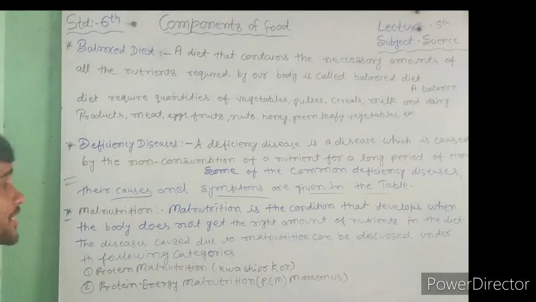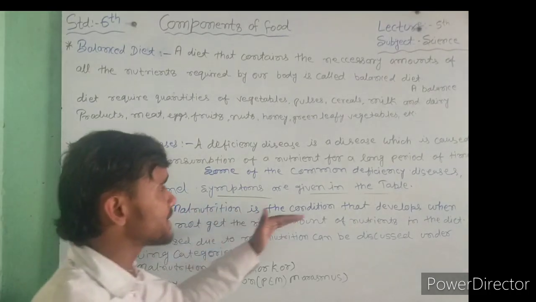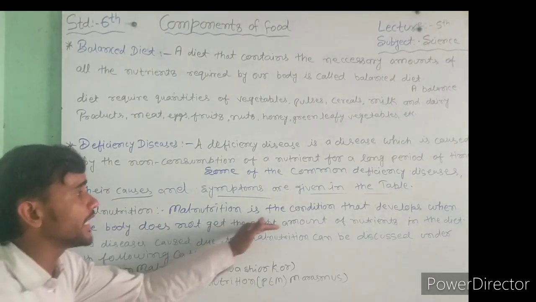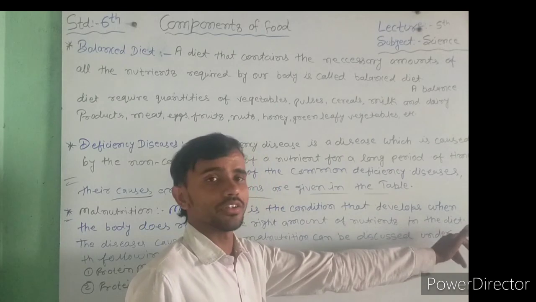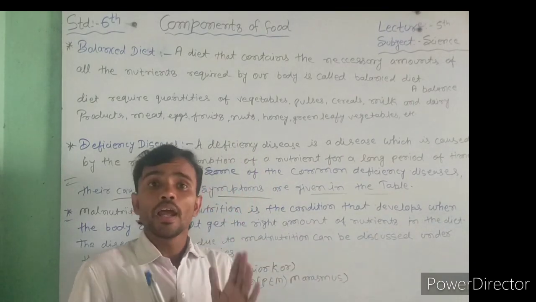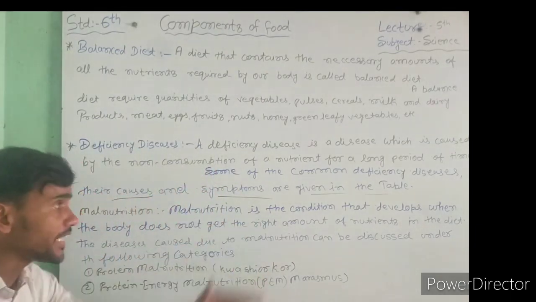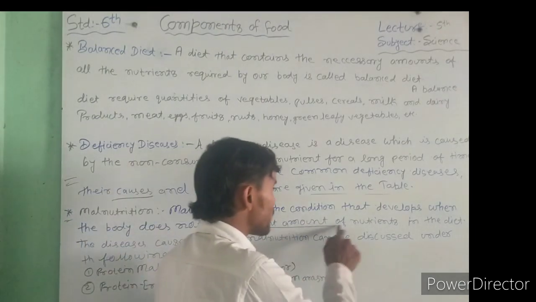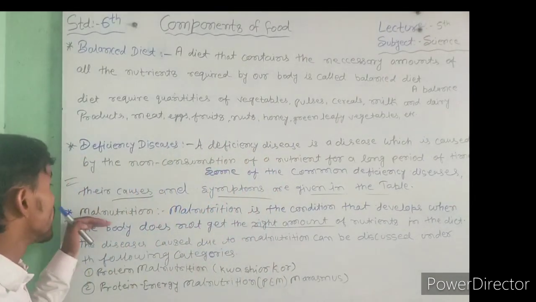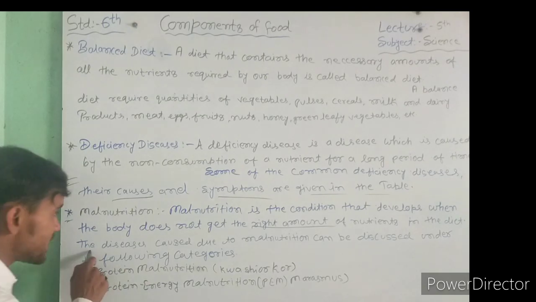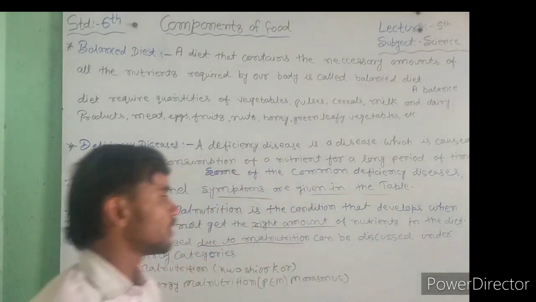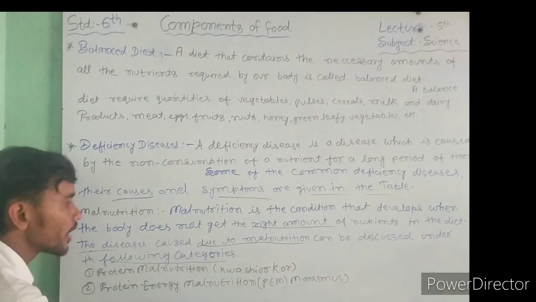So what is malnutrition? My dear students, malnutrition is the condition that develops when the body does not get the right amount of nutrients in the diet. It means our body does not contain the right amount of nutrients in the diet. So that's called malnutrition. The diseases caused due to malnutrition can be discussed under the following categories.